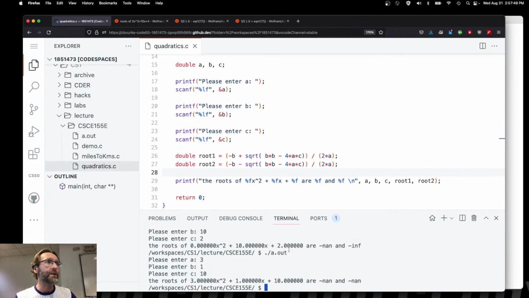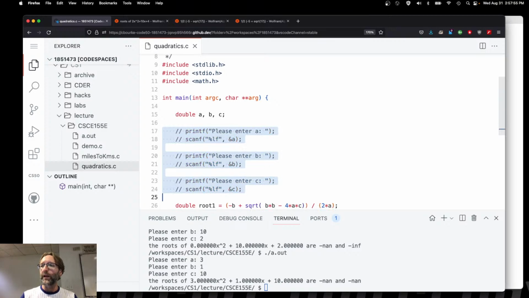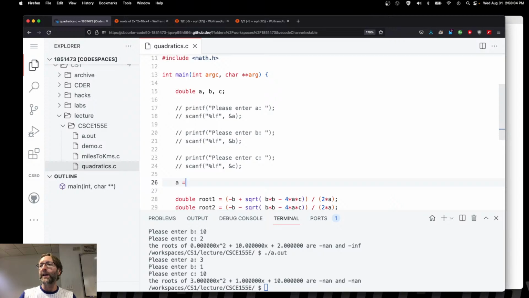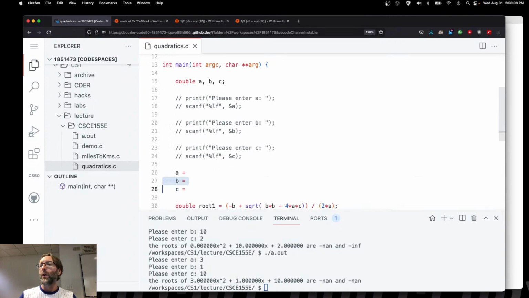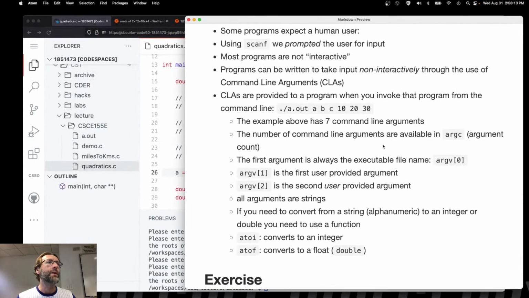We need conditionals. For now, what I want to do is finish this out by changing it. I don't want to read interactively anymore. I want to read non-interactively. So instead of prompting for A, B, and C, I'm going to set A equal to something, B equal to something, C equal to something. What are those somethings? Those somethings are command line arguments. Somebody's going to invoke it like this, providing actual numbers for A, B, and C.